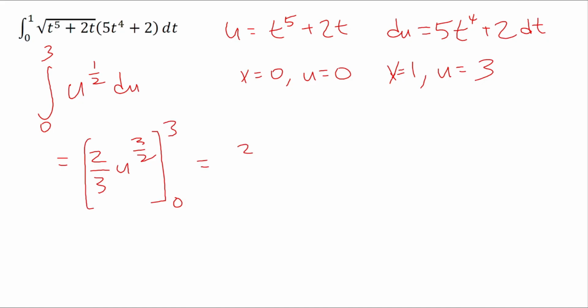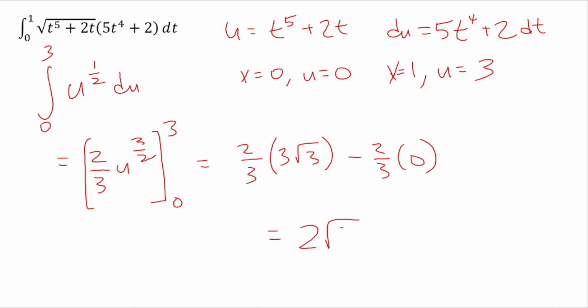which is going to give me 2/3 of 3 to the 3/2. So that's going to be the square root of 3, and then I'm going to cube the square root of 3, so that'd be 3 root 3. And then minus 2/3 times 0 to the 3/2, which is just 0. I can cancel the 3's in the first part of it and just end up with 2 times the square root of 3.